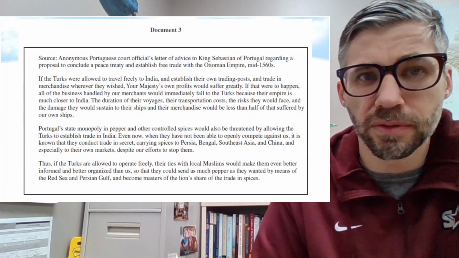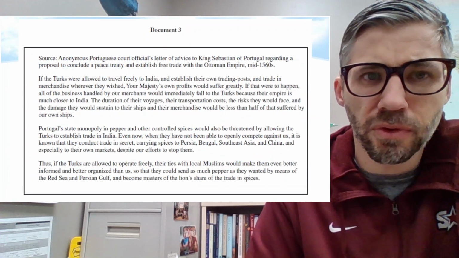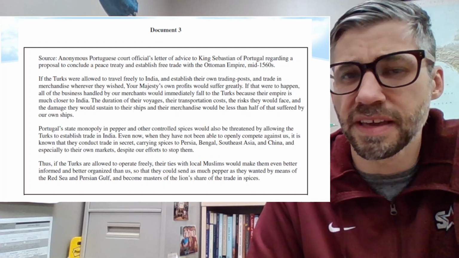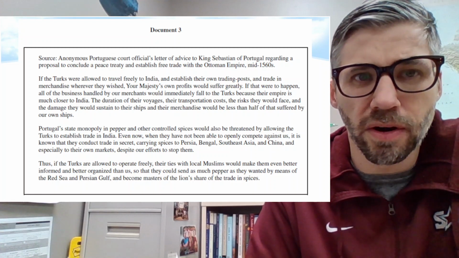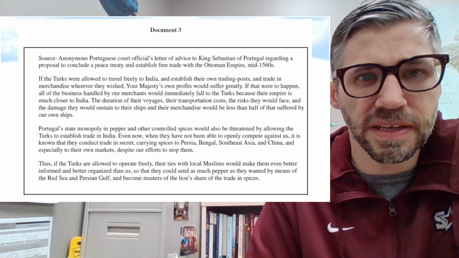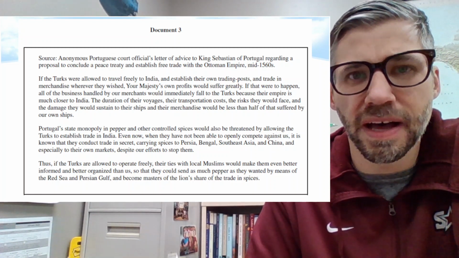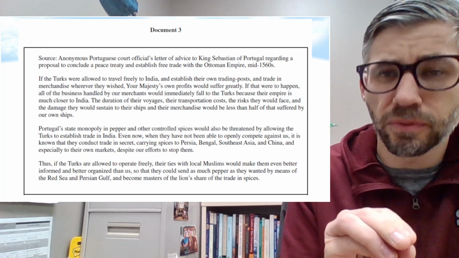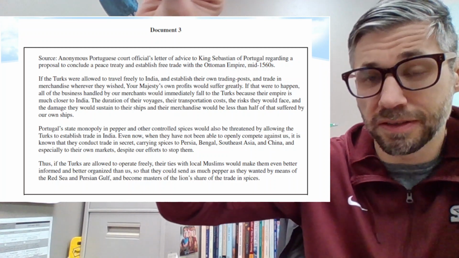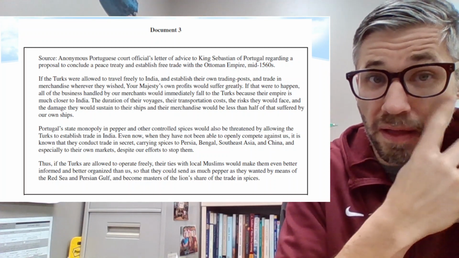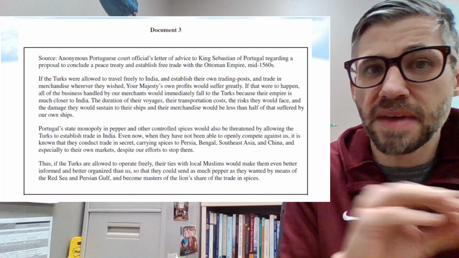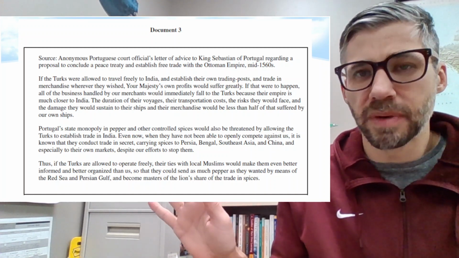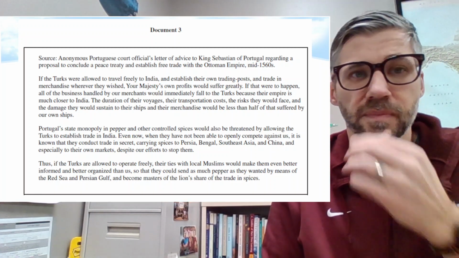Okay, moving on to document 3. The source here is an anonymous Portuguese court official's letter of advice to King Sebastian of Portugal regarding a proposal to conclude a peace treaty and establish free trade with the Ottoman Empire, mid-1560s. So a Portuguese official writing to his boss, ultimately writing to the King of Portugal, regarding the idea of should we make a treaty that just establishes open free trade with the Ottoman Empire, the Muslim Ottoman Empire.